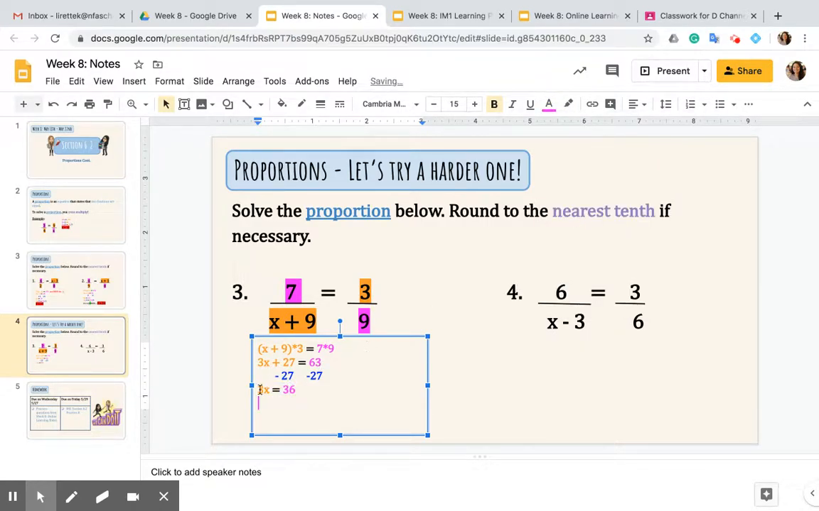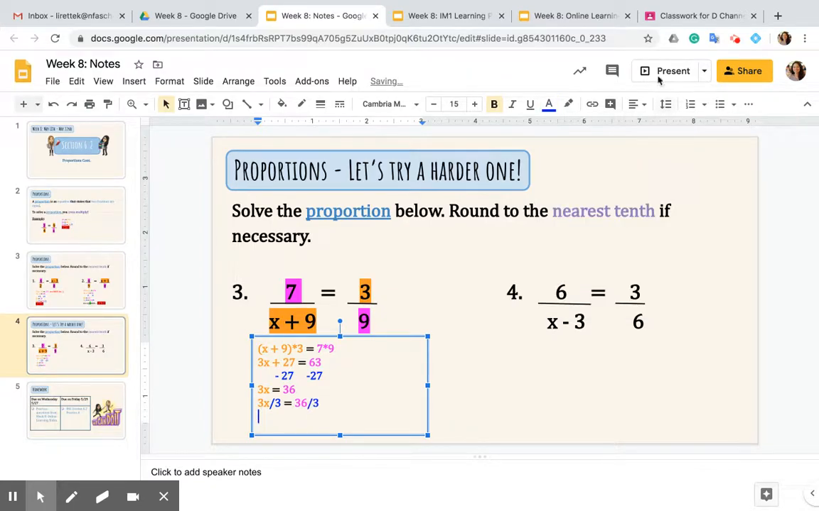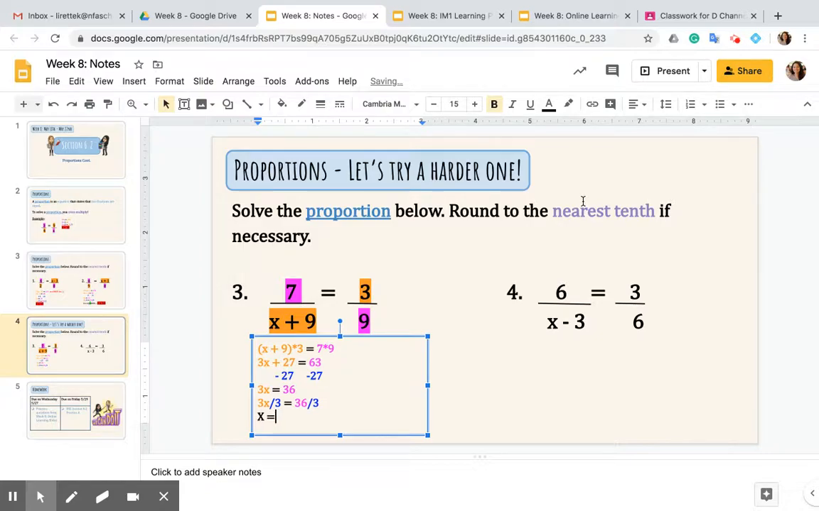And then 3x means 3 times x, so that's multiplication. So I want to do the opposite, which is to divide both sides by 3. Once to both sides. And I should get my answer. 36 divided by 3 gives me 12. And that's my answer for my variable. Okay.